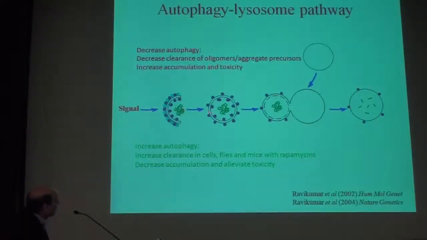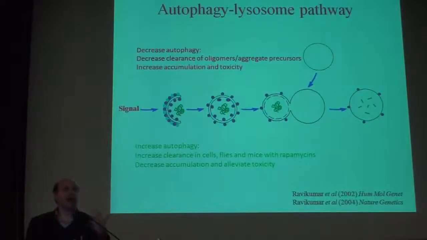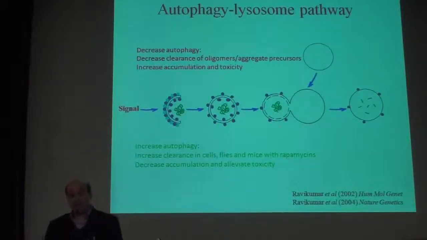We found that if we decrease the rate of autophagosome formation or decrease the rate of autophagosome lysosome fusion, you slowed the clearance of the precursors of the aggregates that you see in Huntington's disease, for example. That results in two things. One, it increases the levels of both the soluble and the aggregated species of the toxic protein, and as a consequence, it increases the toxicity of the protein in the cell or even in vivo systems that we study. Perhaps of greater interest, we found that if we increase the rate of autophagy, we enhance the clearance of these mutant proteins in cells, in Drosophila and in mice, and we reduce the accumulation of the toxic proteins and alleviate the toxicity.